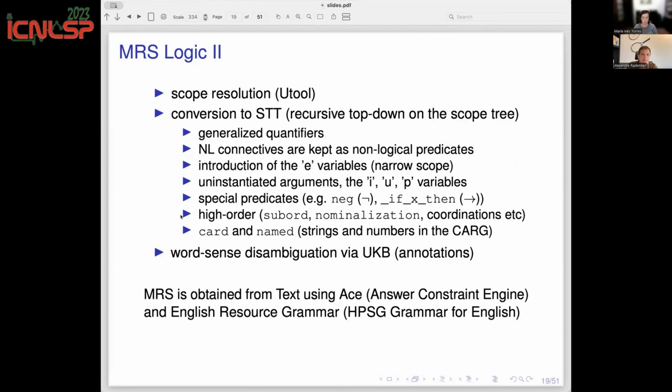So what exactly is the MRS logic? It is a pipeline of steps. It has to get the MRS, do the scope resolution, then convert to simple type or higher order logic. For that, it has to deal with different phenomena of language: generalized quantifiers, logical and natural language connectives, the variables of events, the uninstantiated arguments, special predicates, and so on. Finally, at the end, we didn't explore that in this work, but we can also do word sense disambiguation, again calling a UKB implementation.